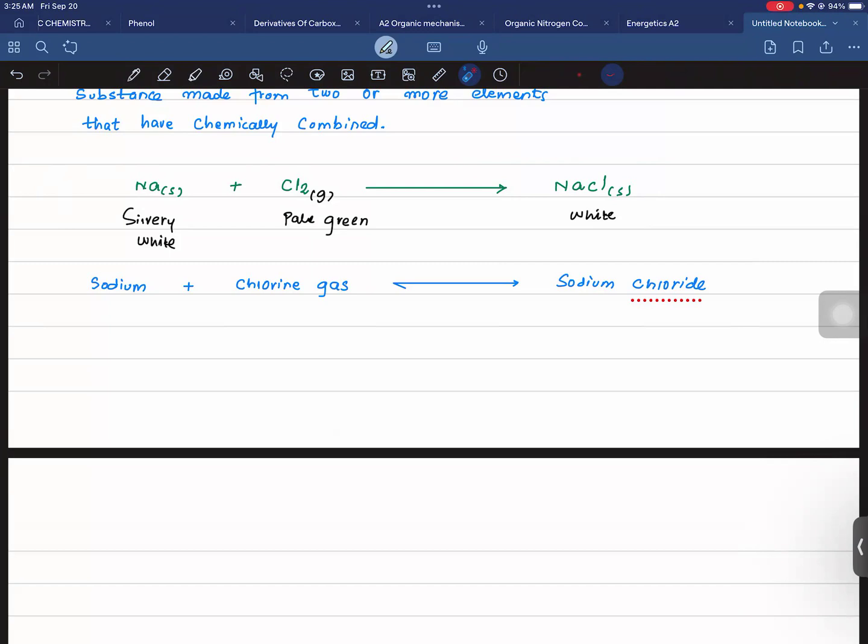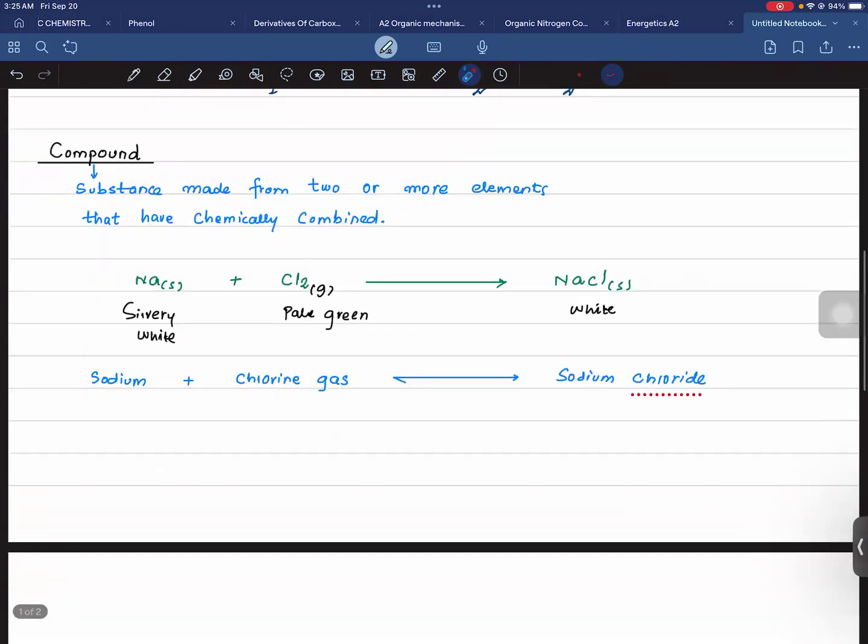Remember, elements are represented by a symbol, but compounds are represented by a chemical formula. Remember, there is a difference. Compounds are represented by a chemical formula, and elements are represented by a symbol. So this is the word equation, and we can also convert this word equation into the symbolic equation, and in that equation we would be having different chemical formulae.